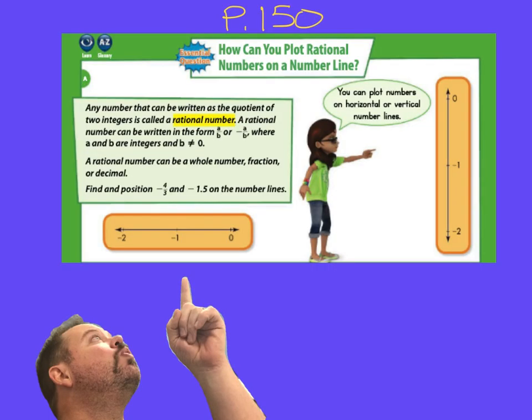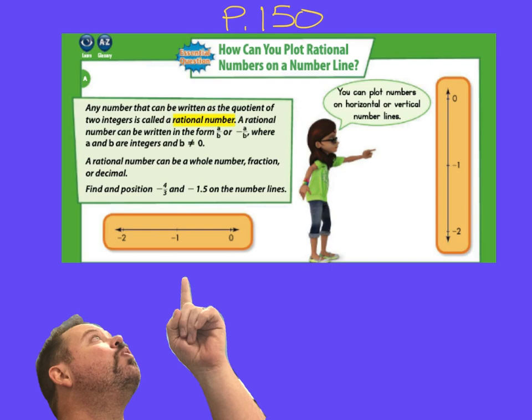So on our next page, page 150, let's get into rational numbers a little bit more. A rational number is a number that can be made into a fraction. The definition we have is any number that can be written as a quotient, which means to divide, of two integers is called a rational number.